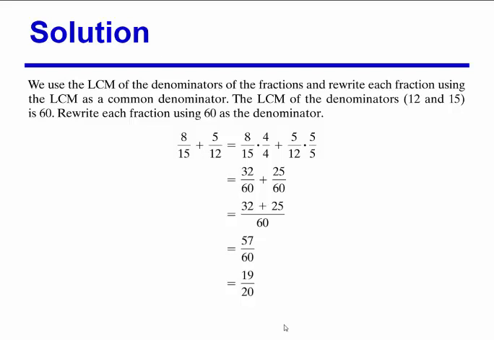So they multiply the top and bottom of the first fraction by 4 and the top and bottom of the second fraction by 5 to get 60 in the denominator. Once the denominators are equal, then we can go ahead and add the numerators. And then, of course, we can reduce.